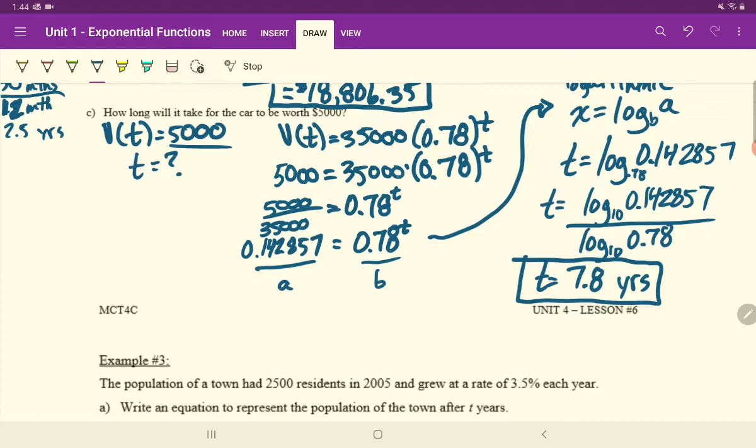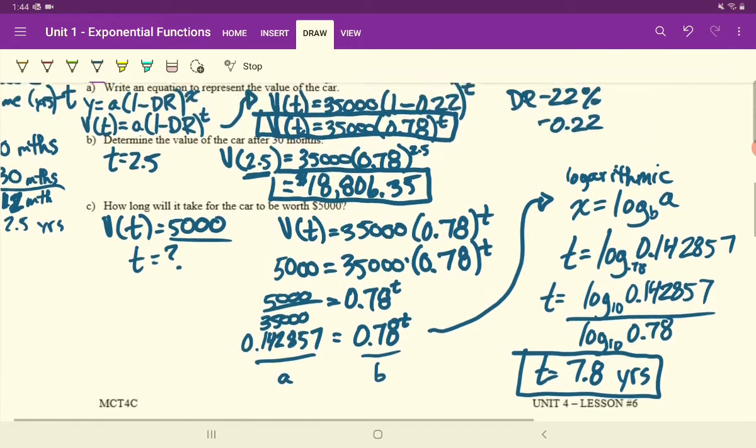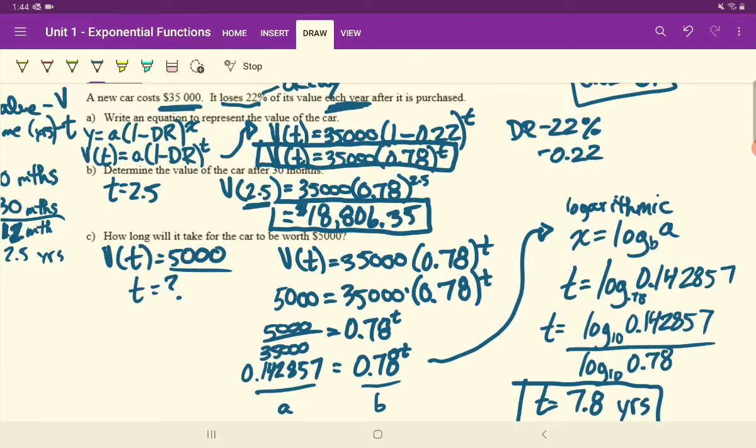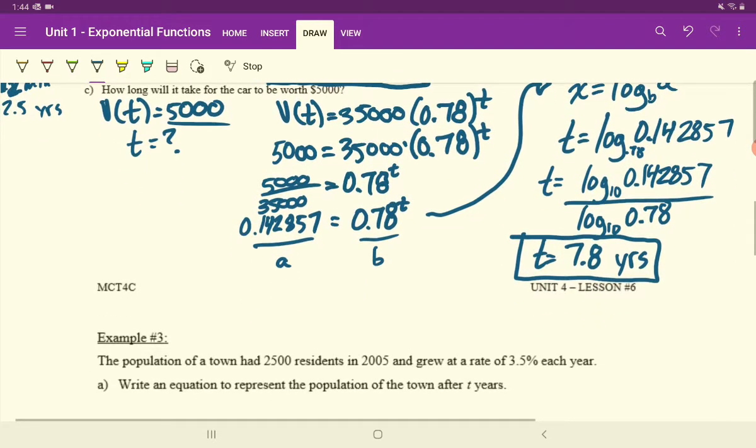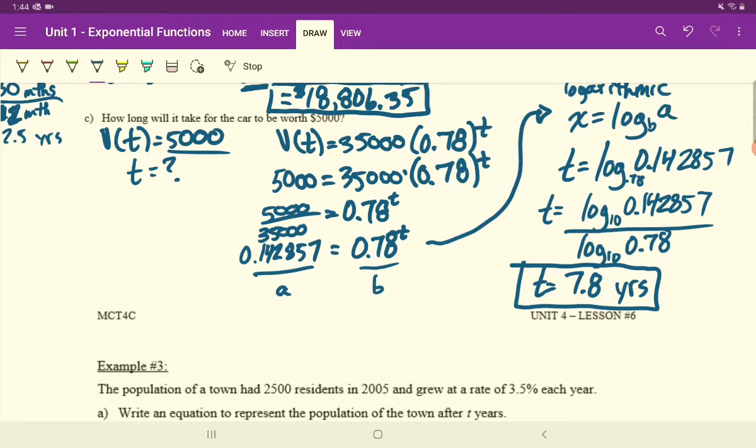That makes sense, right? If it's decaying exponentially, it makes sense that it would take about that long. If up here, 2.5 years brought it down to 18,000, after 7.8 years, it'll be down to 5,000. So again, check the reasonableness of your answer.